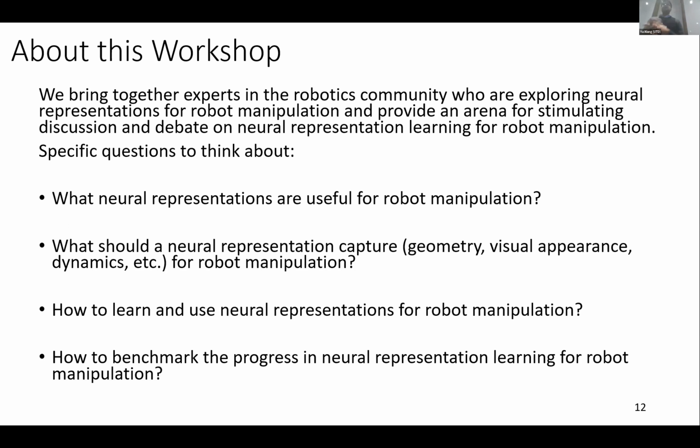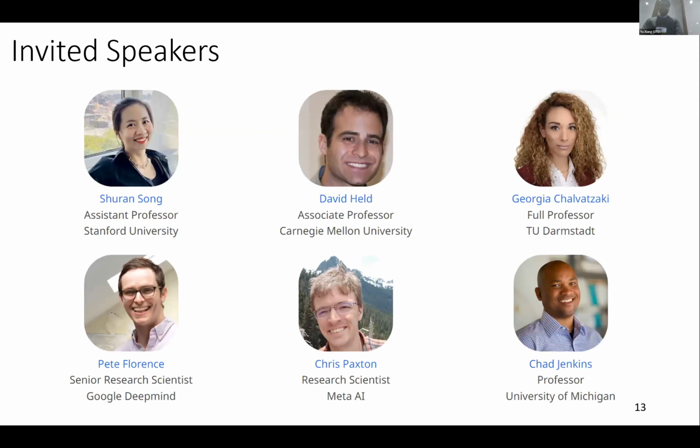How do we learn and use these neural representations for robotic manipulation? So talk about datasets, simulation environments, sim to real. How can we leverage advances that are happening in computer vision and graphics and so forth? And last but not least, do talk about how to benchmark the progress in neural representation learning. This is a great way to think about making progress in this particular field as a community. So think about these questions throughout the day when you are interacting with people. I think that will be super useful.